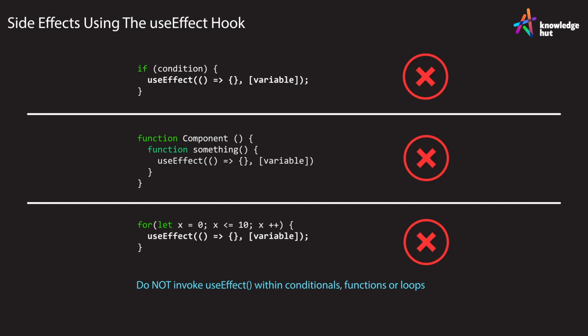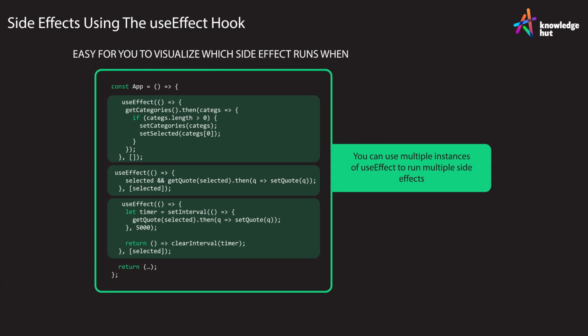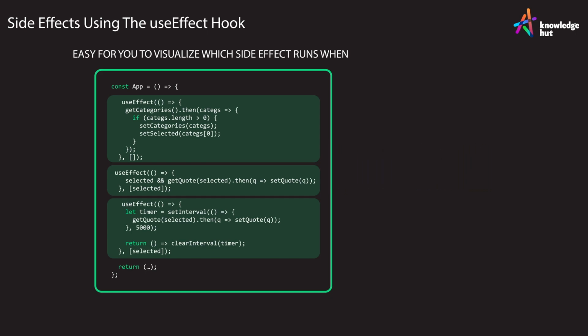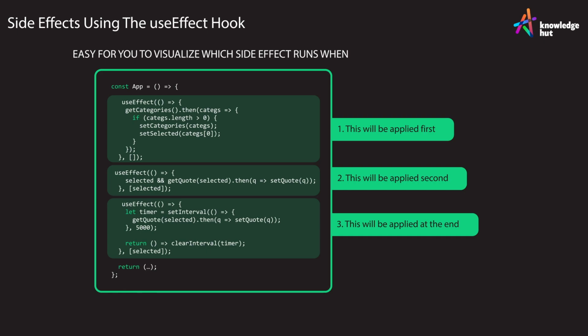to work properly. Lastly, you can separate concerns and implement multiple instances of the useEffect hook, unlike class components where you have to implement multiple unrelated code inside lifecycle methods. And when multiple useEffect hooks are used, they run in the sequence they are declared. This makes it easy for you to visualize which side effect runs when and makes the whole thing predictable and consequently testable. Alright, let's now take a look at the useContext hook.